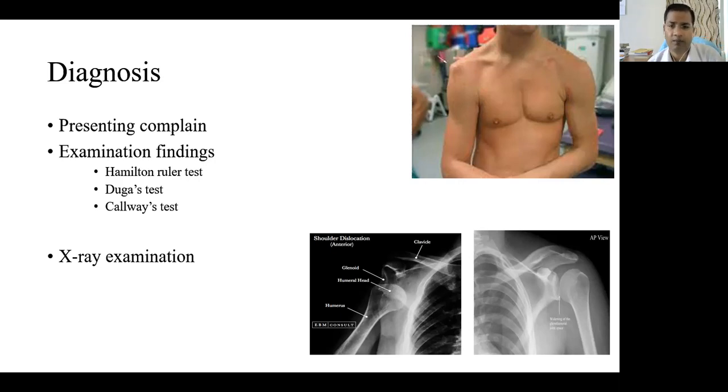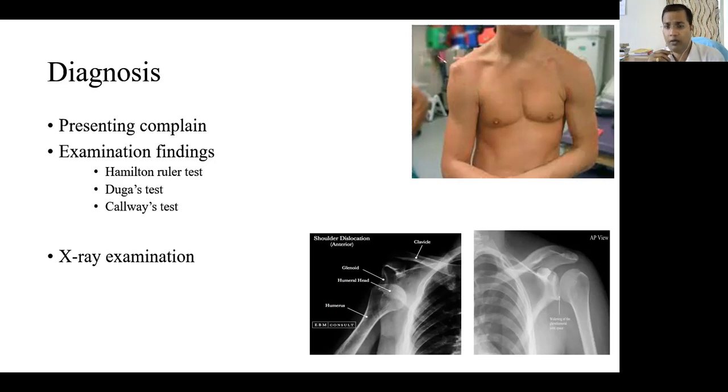that will clearly make your diagnosis that it is a shoulder dislocation. These are the Hamilton ruler test, Dugas test, and Kalbach test. The Hamilton ruler test is nothing, you simply take a ruler, or you can take a simple stick.